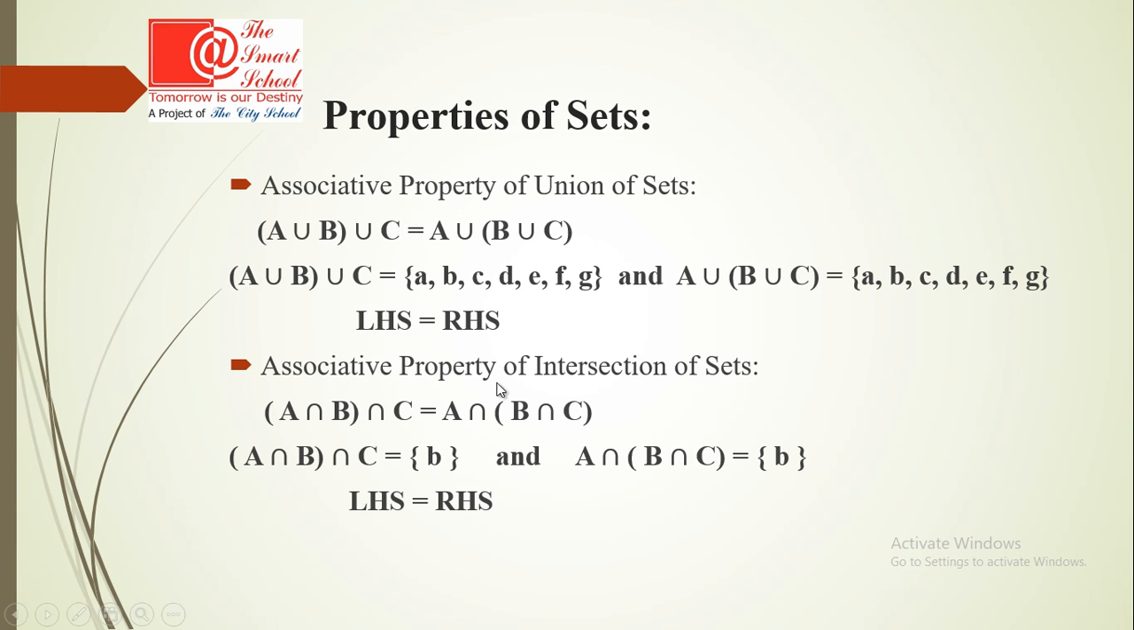Now associative property of intersection of sets. Again the same thing. If we find common elements of A and B and then common of C with that, the answer will be B. And if we find B intersection C first and then with the answer we find A intersection, the answer will come the same, B. So it means again left hand side is equal to right hand side. So the property is proved. The associative property of intersection of sets is a correct property. It happens, it exists in the sets.